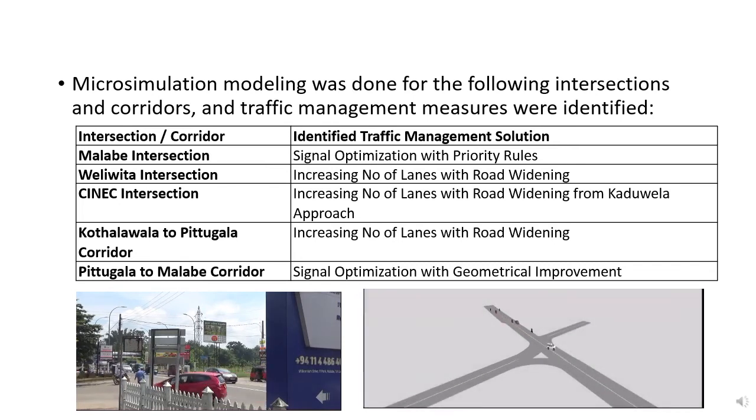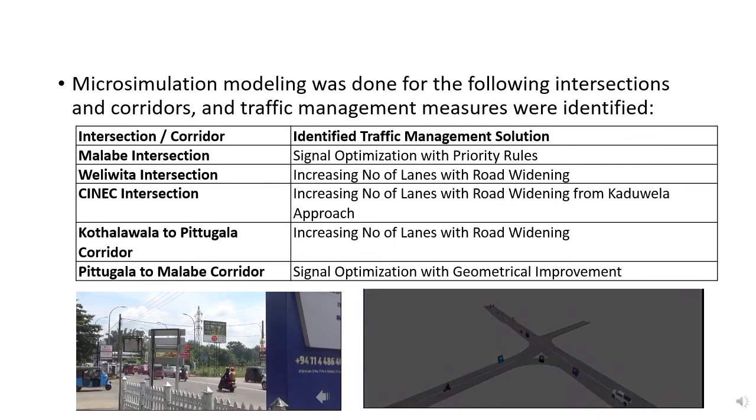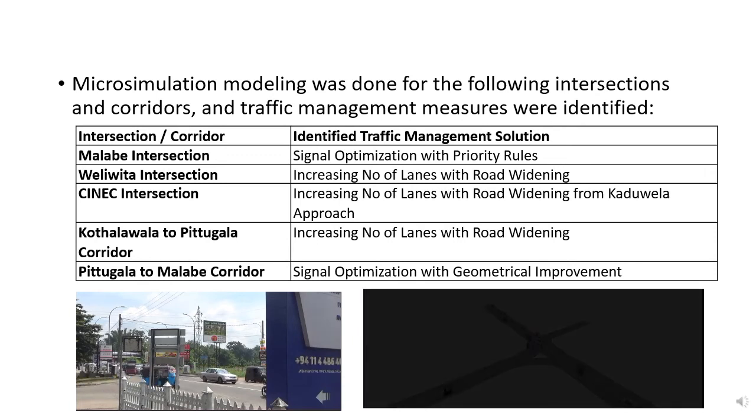The Malabar intersection could be improved by signal optimization with priority rules. Malavita intersection could be improved by increasing the number of lanes with road widening. Sinek intersection could be improved by increasing the number of lanes with road widening from the Kadula approach. Kotalawal to Talawala to Pittukala corridor could be improved by increasing the number of lanes with road widening, and the Pittukala to Malabar corridor could be improved by signal optimization with geometrical improvements.